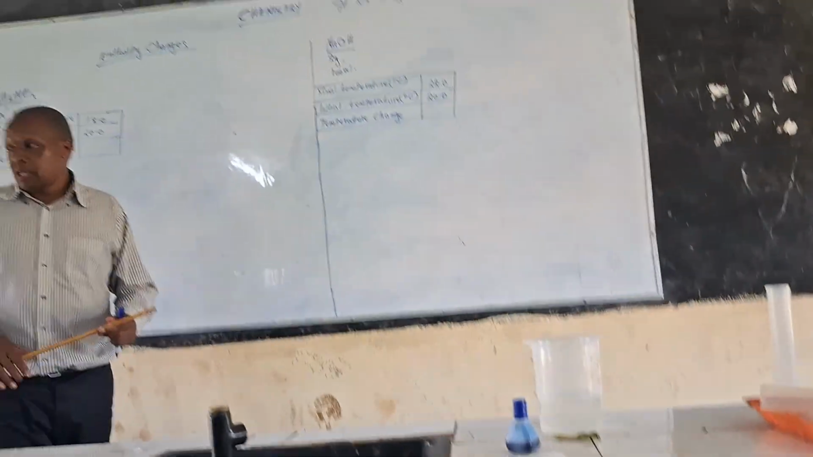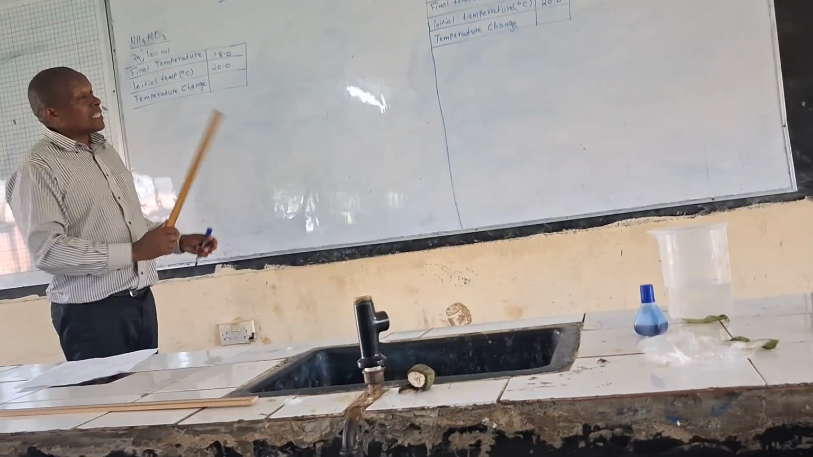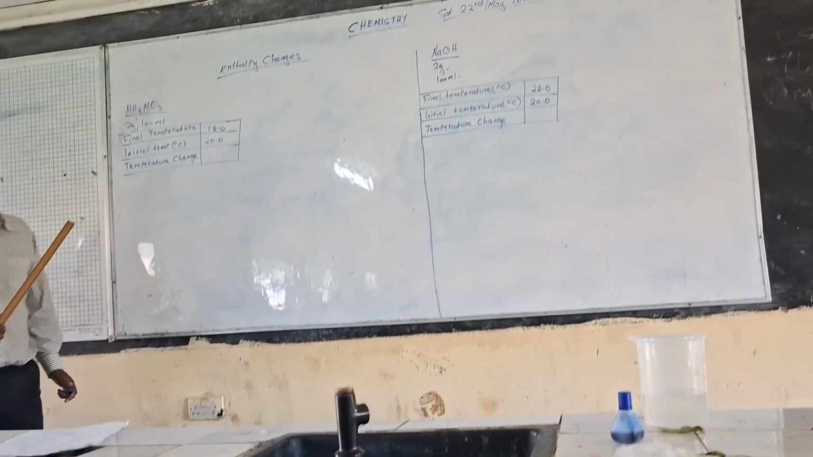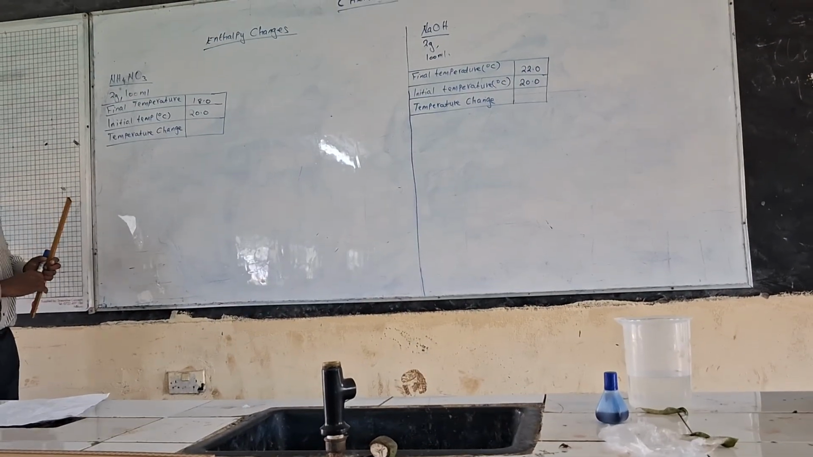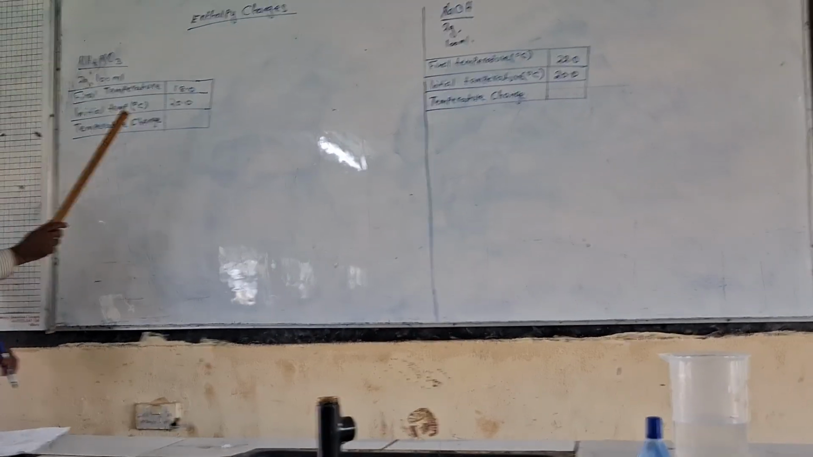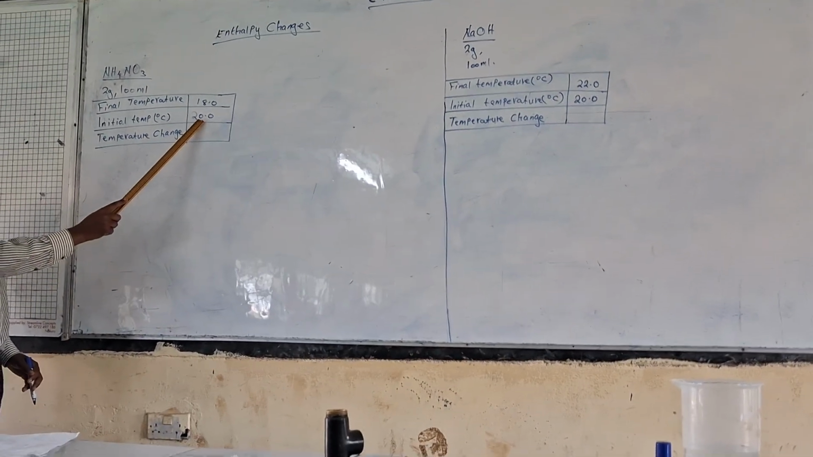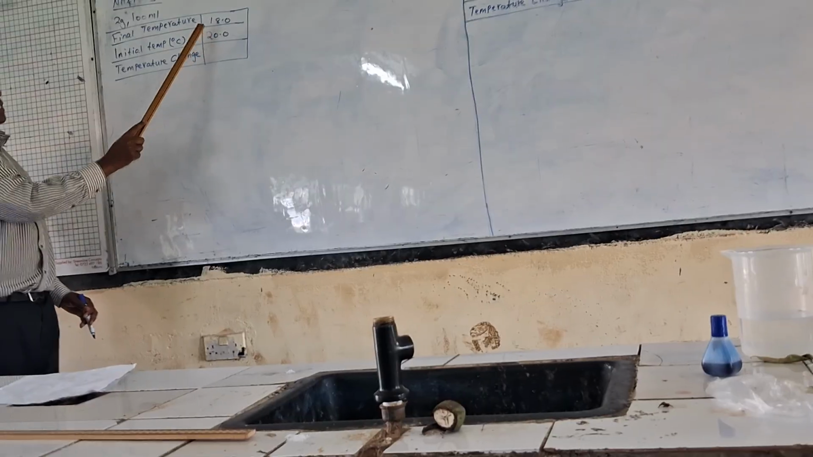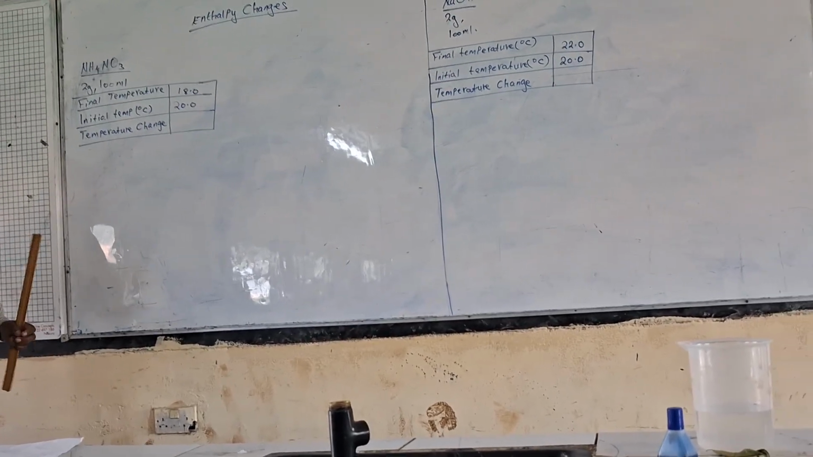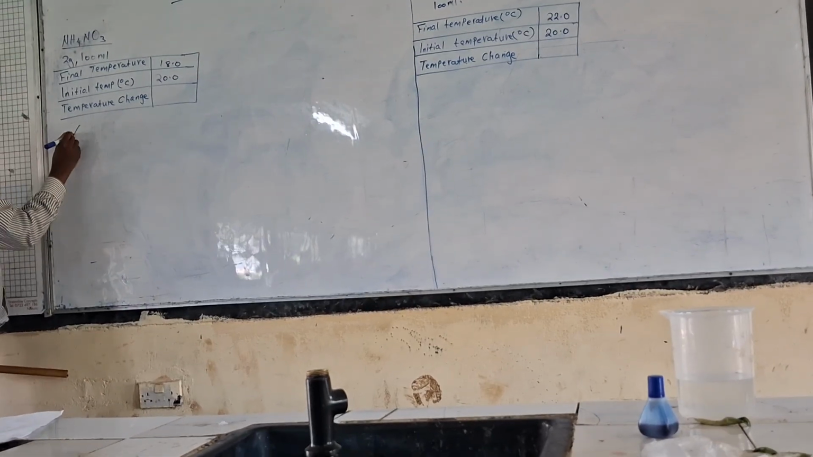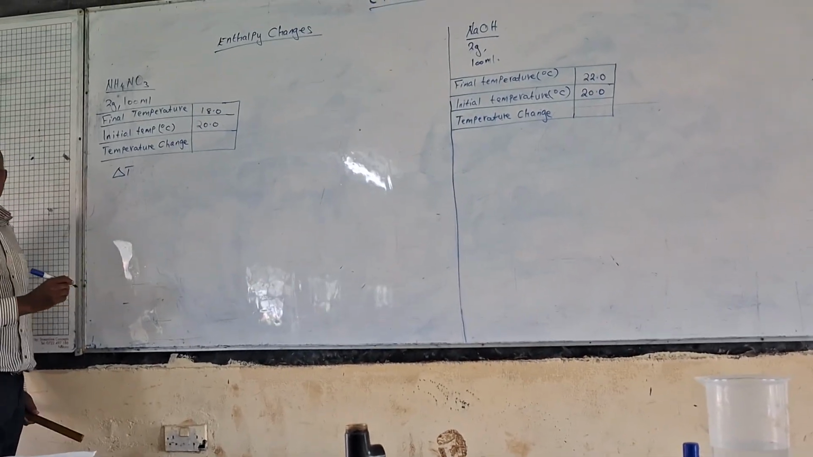After performing the experiment, these are the sample results of what you have to take. In the case of ammonium nitrate, the initial temperature is 20.0. The final temperature is 18.0. What is the temperature change? Now, temperature change is delta T. Delta T means what?